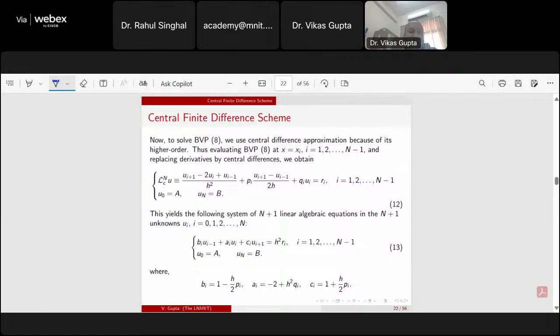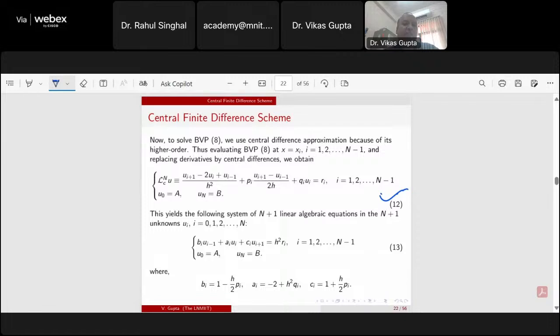So first I will discuss the central finite difference scheme for the problem under discussion, which is defined in equation number 8. Now to solve the boundary value problem, we construct a central finite difference scheme by replacing the first order derivative term and the second order derivative term by their central finite difference approximations. So in that case, the central finite difference scheme will take this form, which is given in equation number 12.